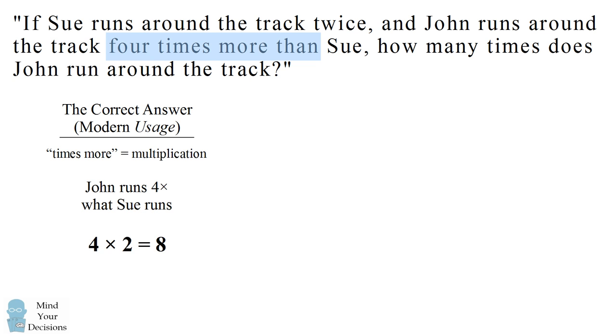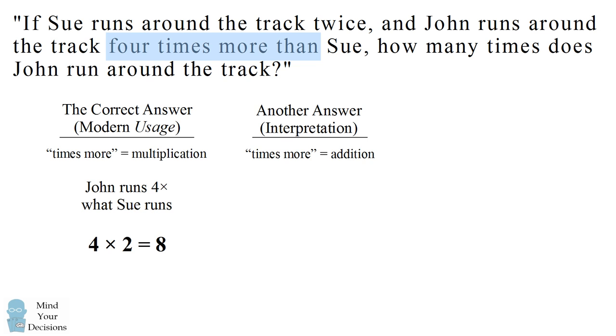Other people had a different interpretation of this problem. They read this as saying John runs around 4 times more as an addition. So if Sue runs around the track 2 times, John runs 4 more laps than Sue. This is 4 more times. So the number of times that John would run would be 4 plus 2, which equals 6.